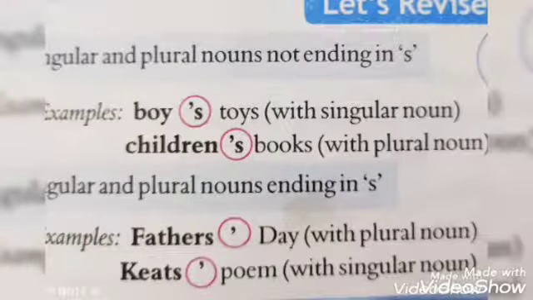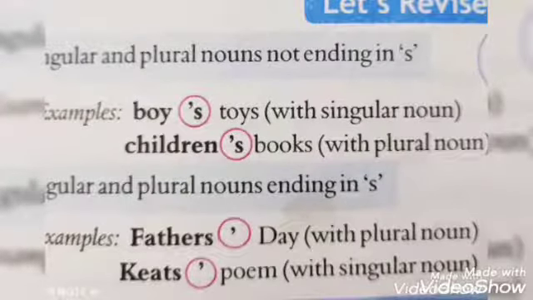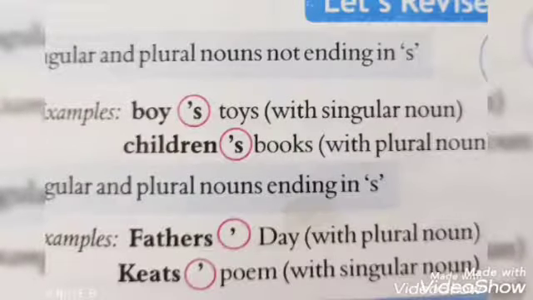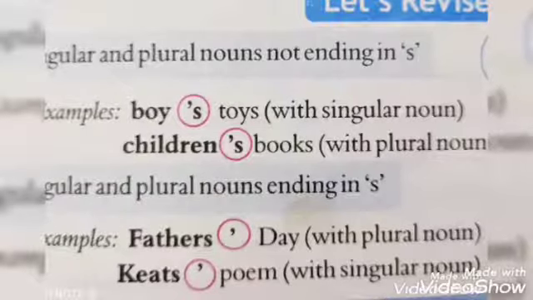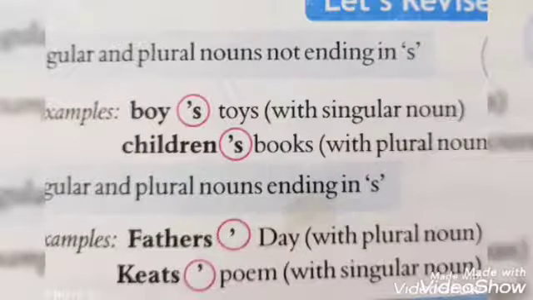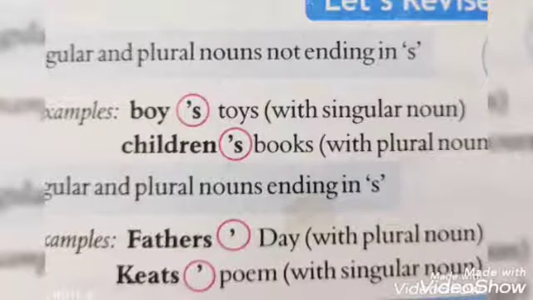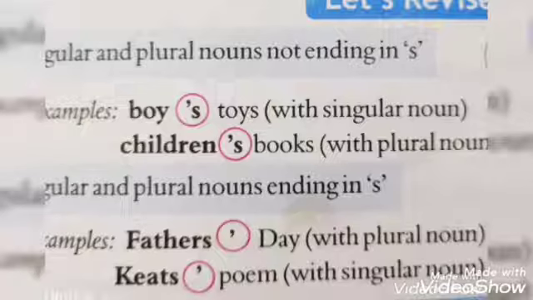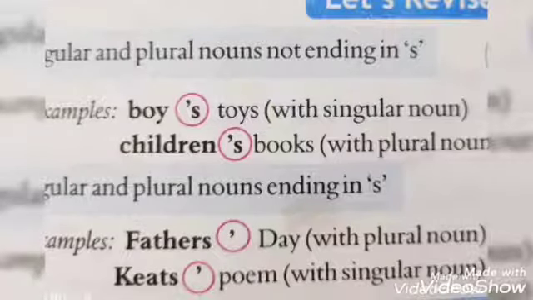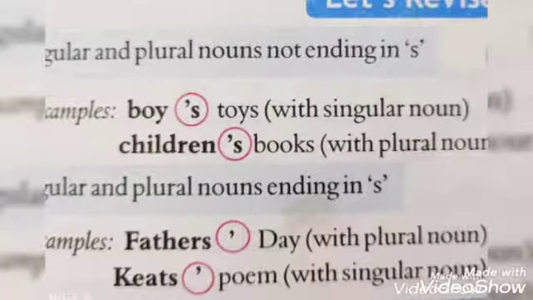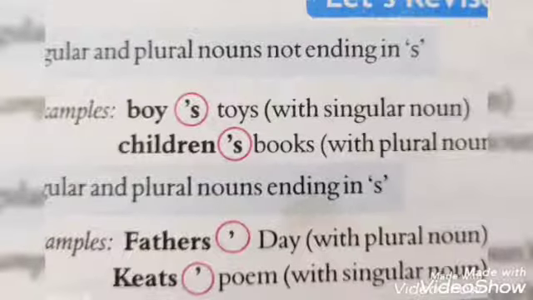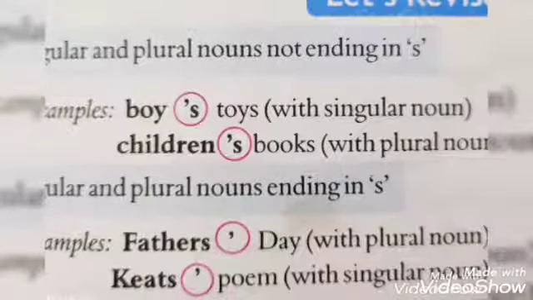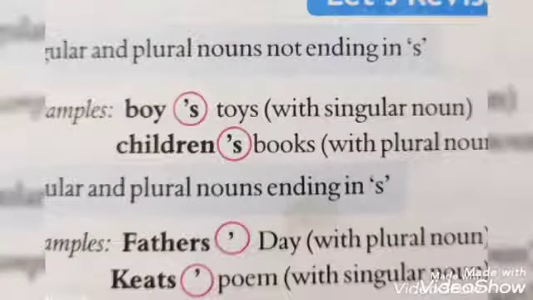And we add only an apostrophe to plural nouns ending in s. Example, fathers, that is a plural noun, then we add only an apostrophe to make it Fathers' Day. Then Keats, Keats is the name of a poet, so it is a singular noun. We add only an apostrophe because it ends with s. Keats' poem. So today we learned subject and predicate of a sentence, then noun, kinds of nouns, noun number, noun gender and noun possession.